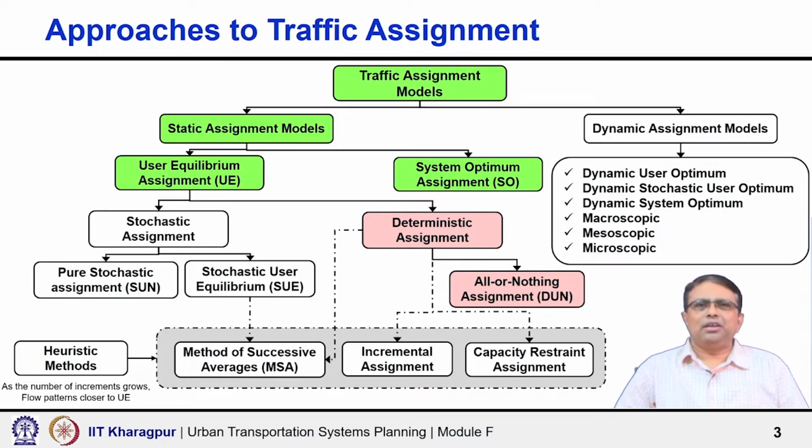Whatever we said, in user equilibrium, all the routes used by traffic between one origin and one destination will have equal travel time, and any unused route will have either equal or higher travel time. This is true exactly in this format when we are talking about the deterministic assignment technique. Now, the mathematical formulations are there.